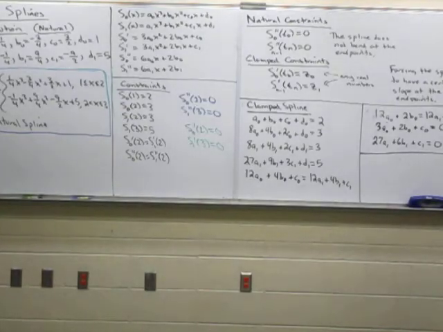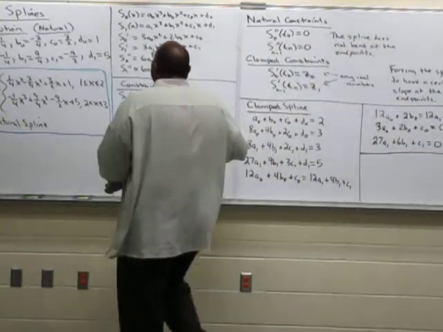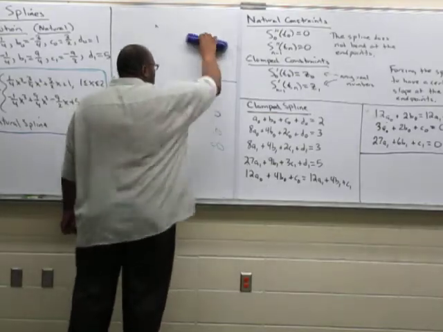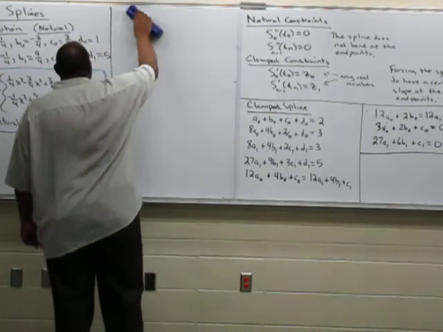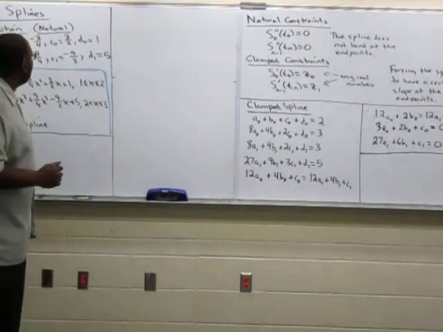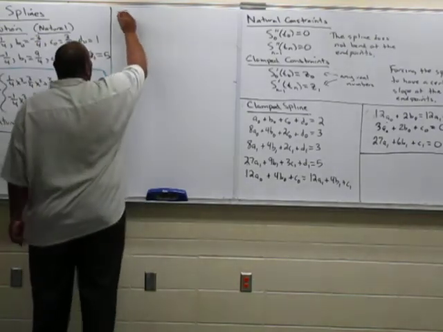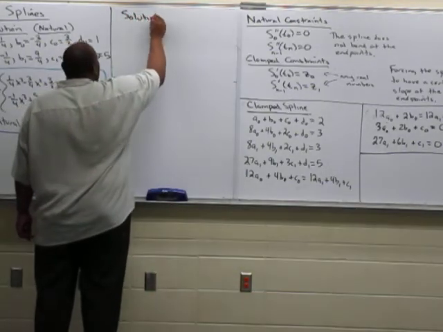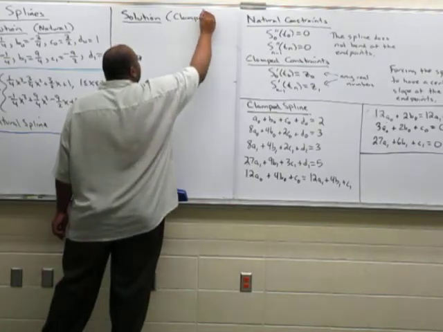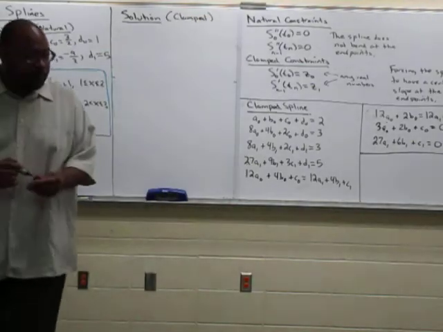So what do we get when we type this into our calculator, to find out what A0, B0, C0, D0, A1, B1, C1, D1 are? Let's write that here. I don't want to erase this one, so I'm going to put the answer to the clamp spline right here, right beside the answer to the natural spline. So we have a solution. Here we're dealing with the clamp spline solution.